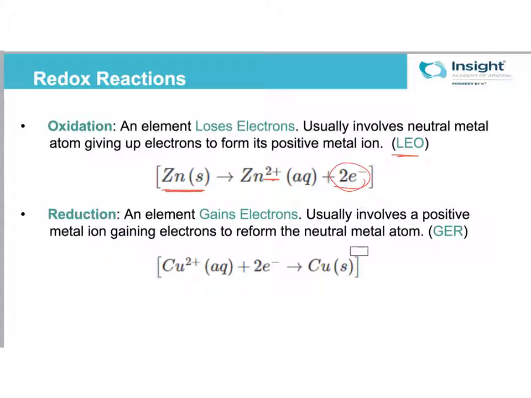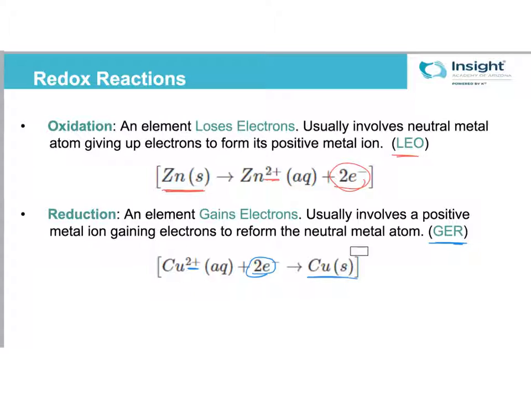Reduction, on the other hand, is the exact opposite. An element is going to gain electrons. All right, so you're going to start out as your positive ion, and you're going to pick up some electrons to turn back into that solid metal. All right, so gain electrons, reduction, or GER. So lions go GER, Leo goes GER. All right, so that's something you can do to help you remember what happens during these.